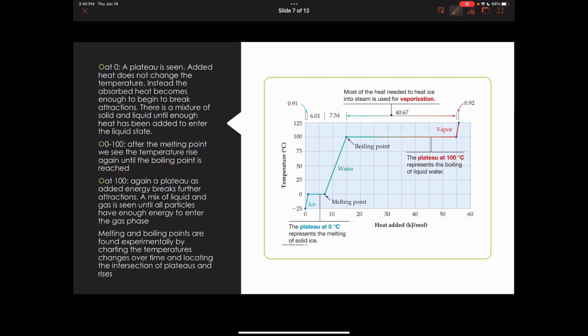Then, when we're at 0, we see this plateau. During this time, added heat does not change the temperature. The reason for this is that heat is actually being used during that time to break attractions. And we end up starting to get a mixture, so it's not instantaneous. We're going to get this mixture of solid and liquid until enough heat is added to enter the liquid state.